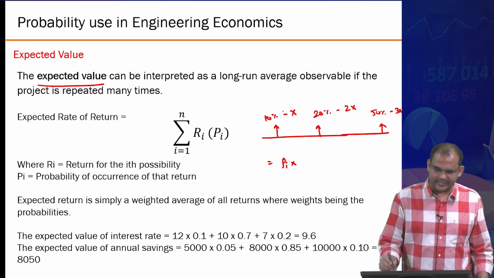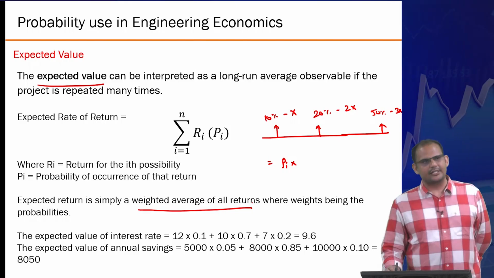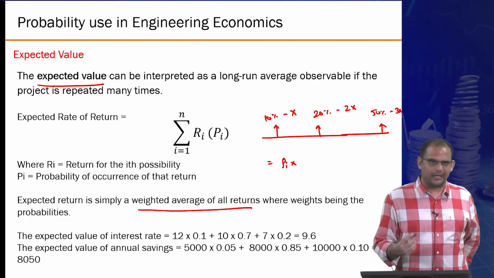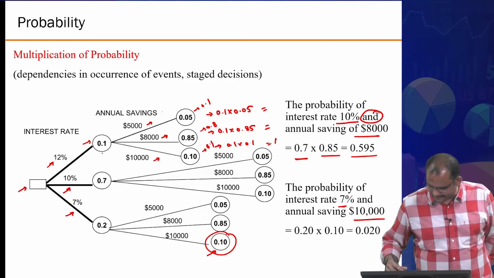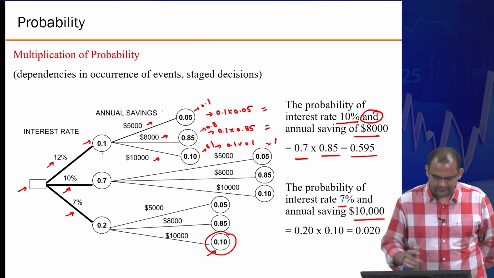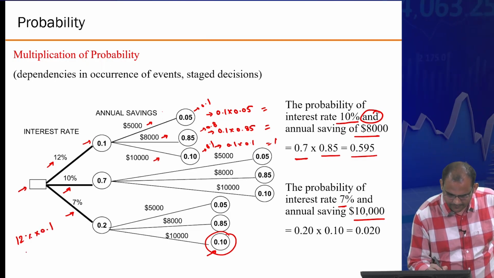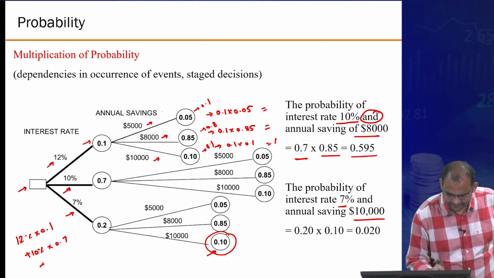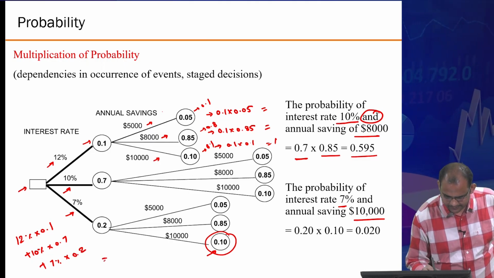Get it? So it's basically a simple weighted average, and the weight comes from the probability of that particular outcome occurring. For example, in this previous case, the expected value of the interest rate, on average, you can expect an interest rate of 12% multiplied by 0.1, plus 10% multiplied by 0.7, plus 7% multiplied by 0.2. What is this number?